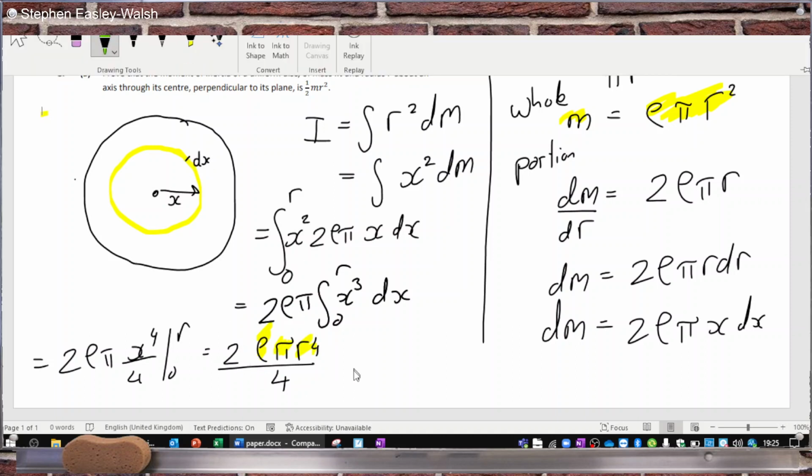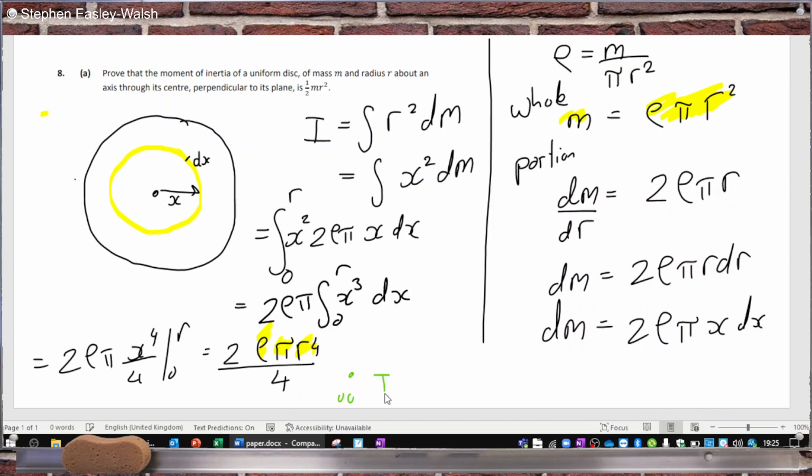So therefore we can arrive at the result that the inertia would be a half rho pi R squared, which makes the M, and then we're left with R squared. And that's great because that's what we needed to get. So that's a perfectly standard proof.